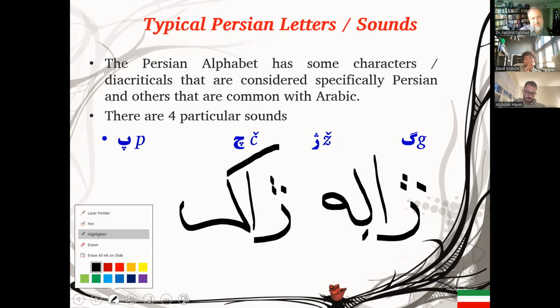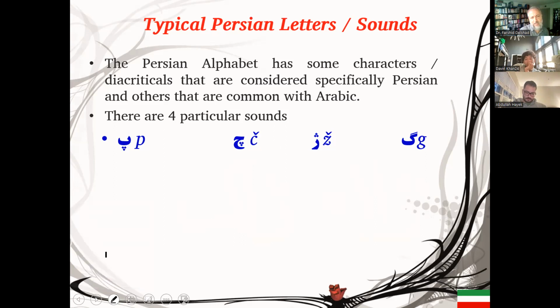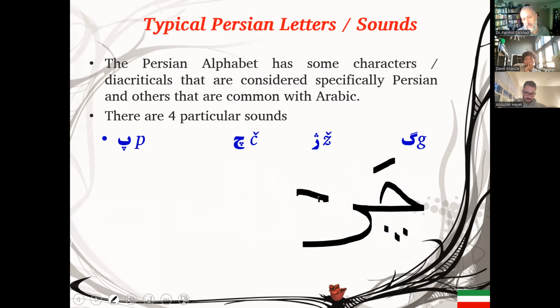The same is with the letter Che. I can use the letter Che if I want to write, for example, the word Charkh, which means wheel of a bicycle or a car. But I can also use the letter Che if I want to write the word Charles.